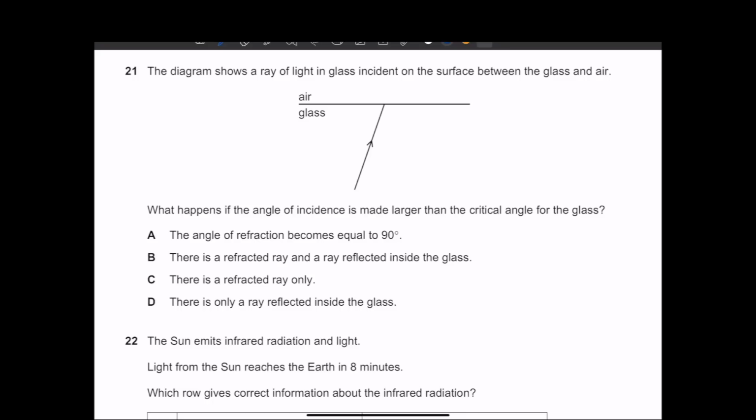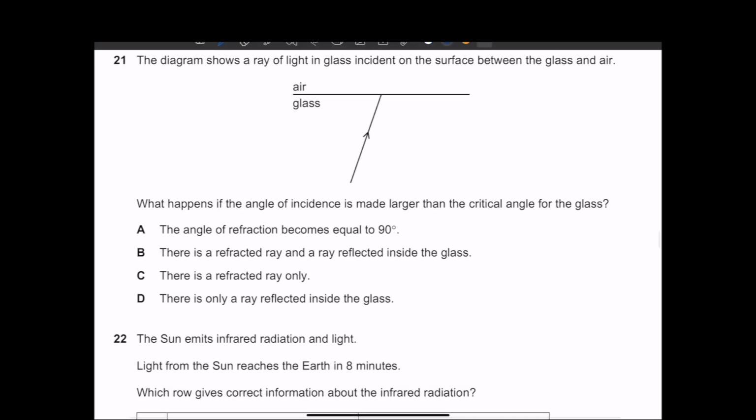So let's see what we have as an option here. A: the angle of refraction becomes equal to 90. Actually, it is not compatible with the idea of larger here. If it was equal, I could agree with that. But A, depending on that, will be wrong, because it could be 90 if the angle was equal to the critical angle. So A is not the right option.